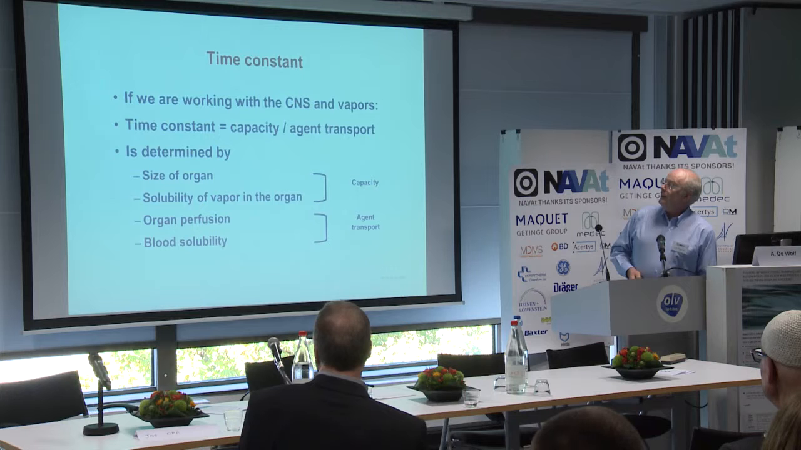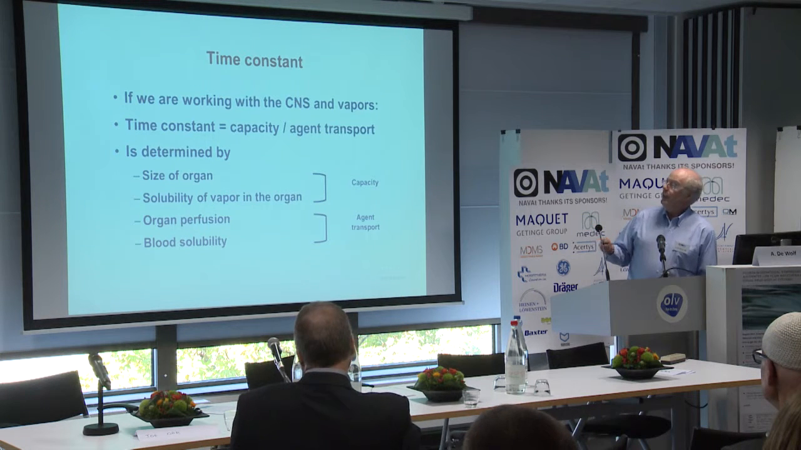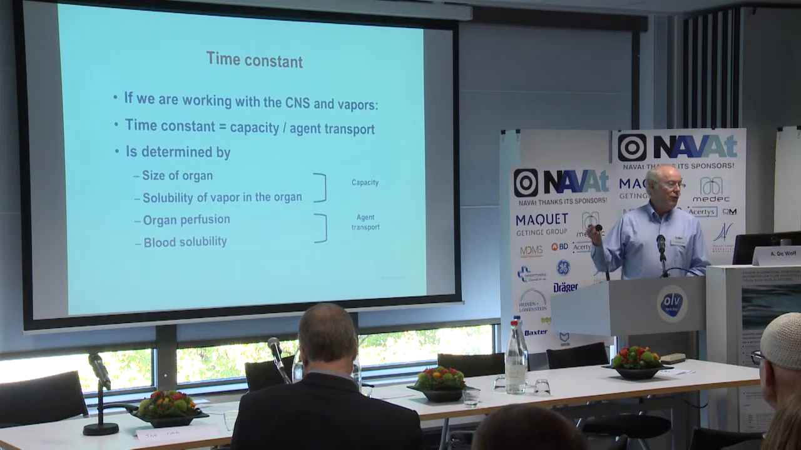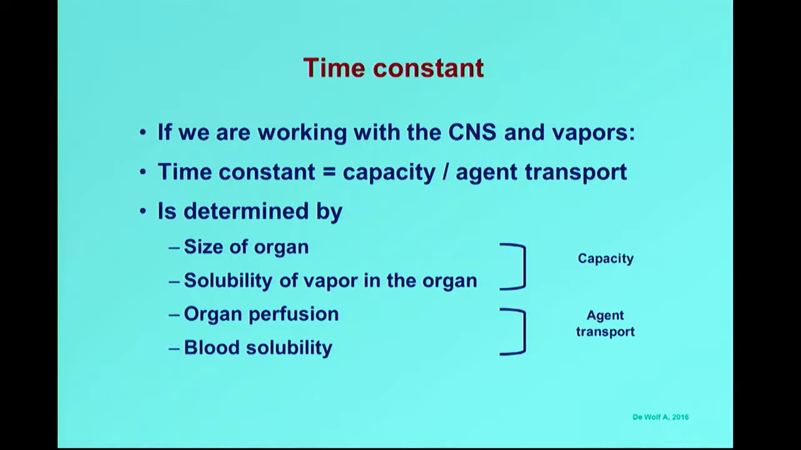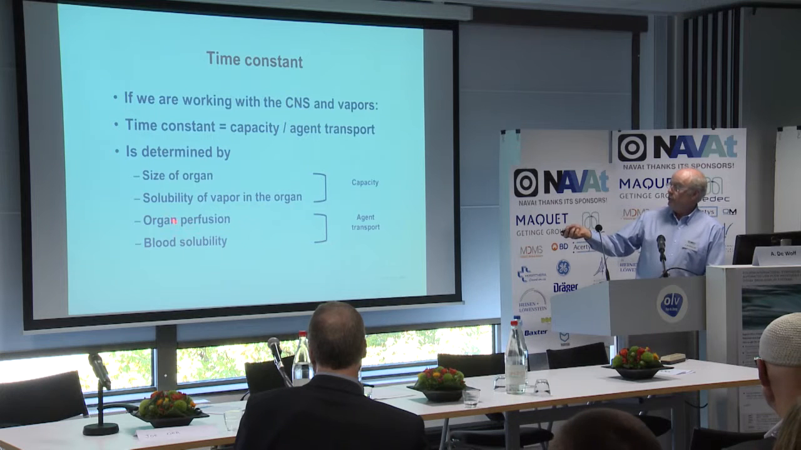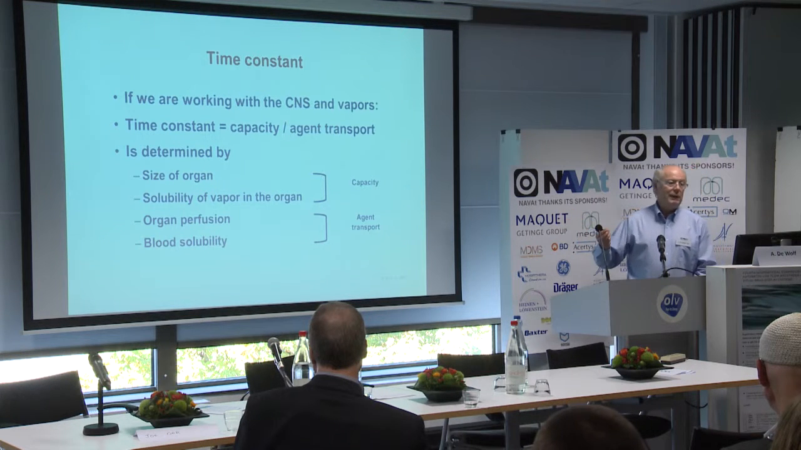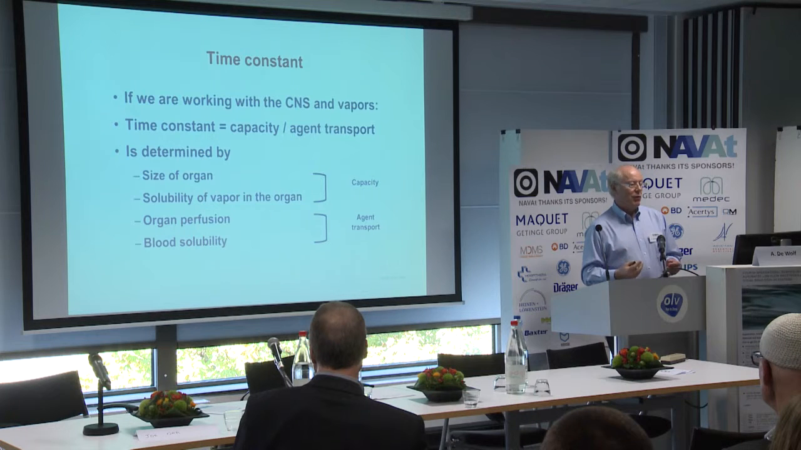So if we want to calculate the time constant of the CNS with vapors, we have to use a slightly different concept. Instead of volume over flow, we have to use capacity over agent transport. But it's analogous to volume and flow. So if we look at the capacity of the CNS, then we look at the size of the organ times solubility of the vapor in that organ, while the agent transport into that container is determined by organ perfusion times blood solubility. Both of these factors should be multiplied by FA, the partial pressure in the blood.